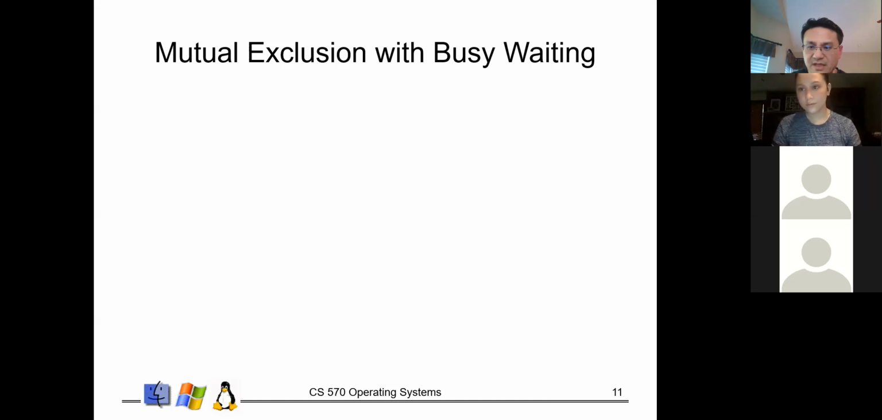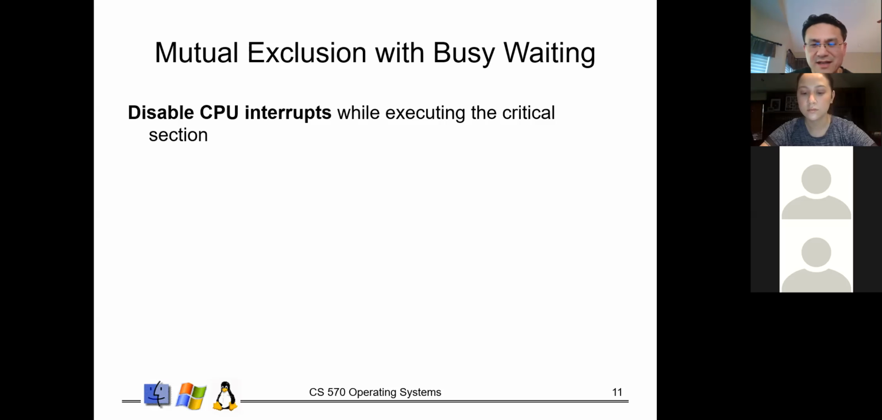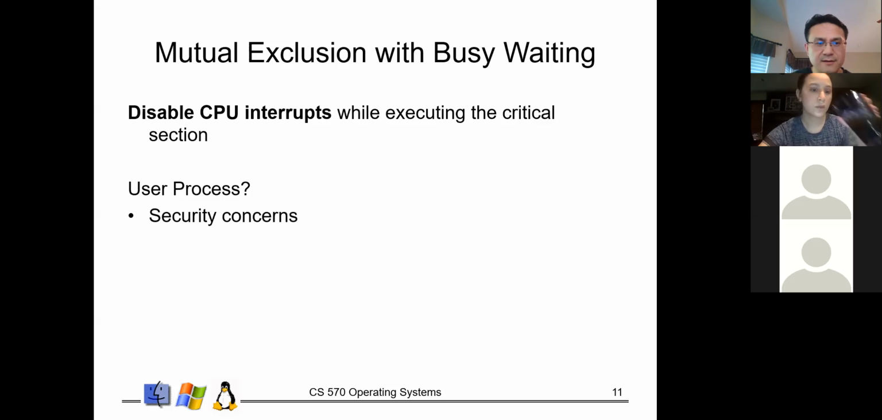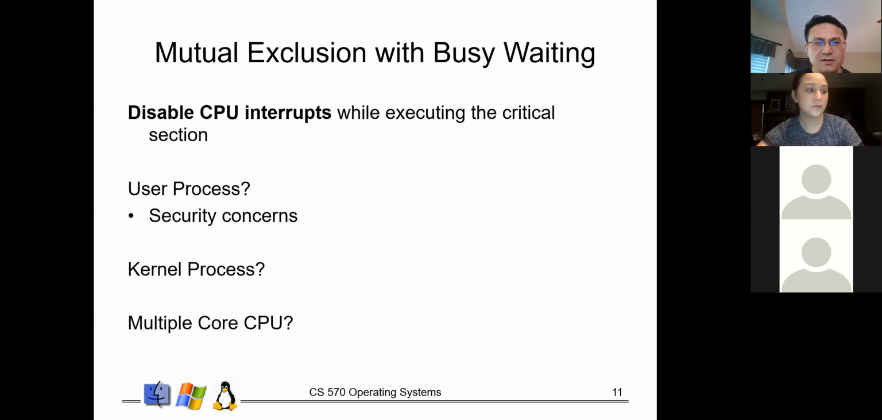What if it turns off the interrupts and just occupies the CPU for its own execution forever? Also, disabling interrupts is only applicable to one CPU, a uniprocessor environment. If you have multiple processors in your environment, what are you going to do? So that's one option from the hardware level, but definitely not a realistic or practical option.